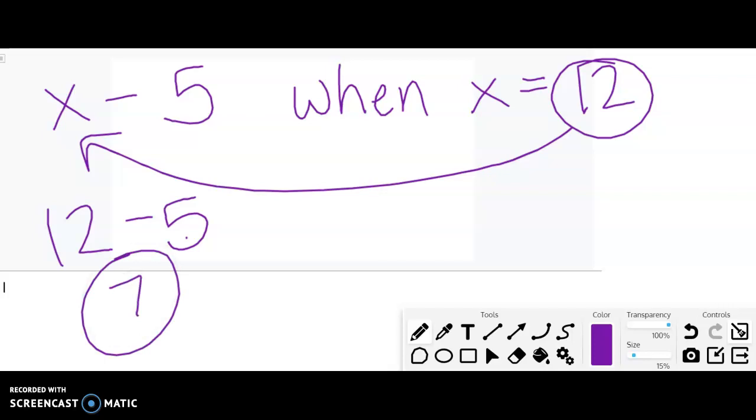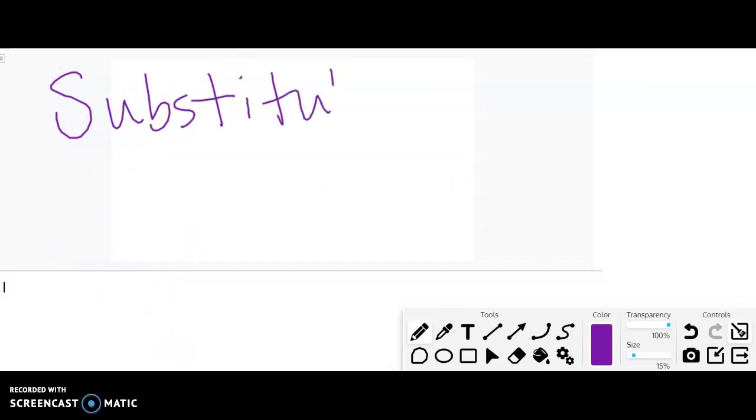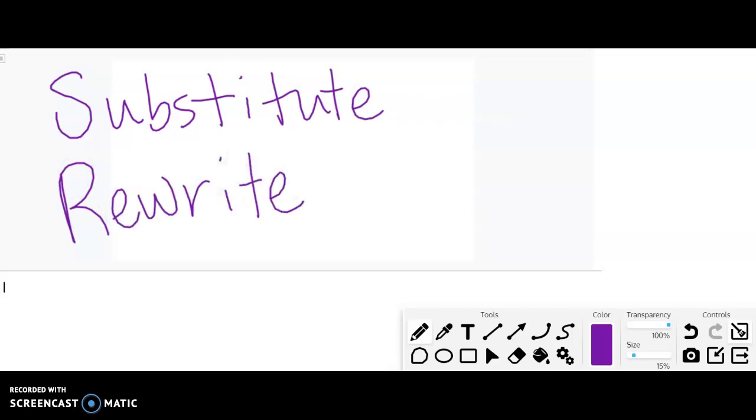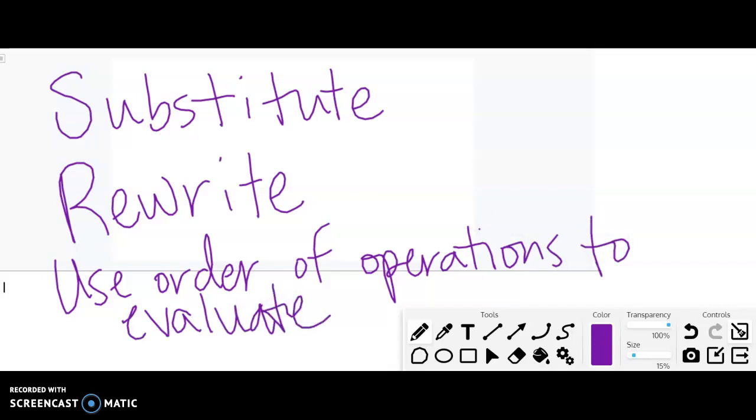So our steps that you should write in your notebook: first we substitute, then we rewrite, then we use order of operations to evaluate. Now, because those ones are really short, but sometimes it's longer, and we have to think about what we do first. If you need to, stop, write down those steps in your notebook. All right.